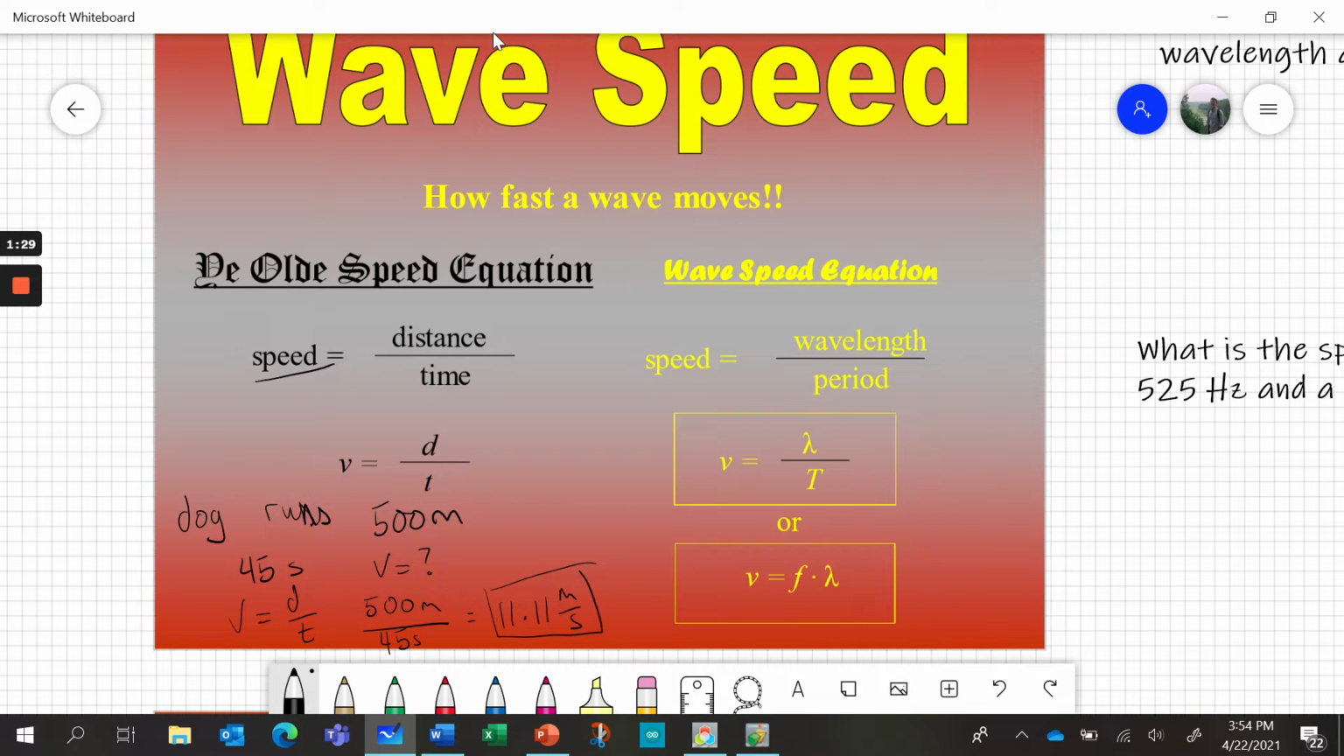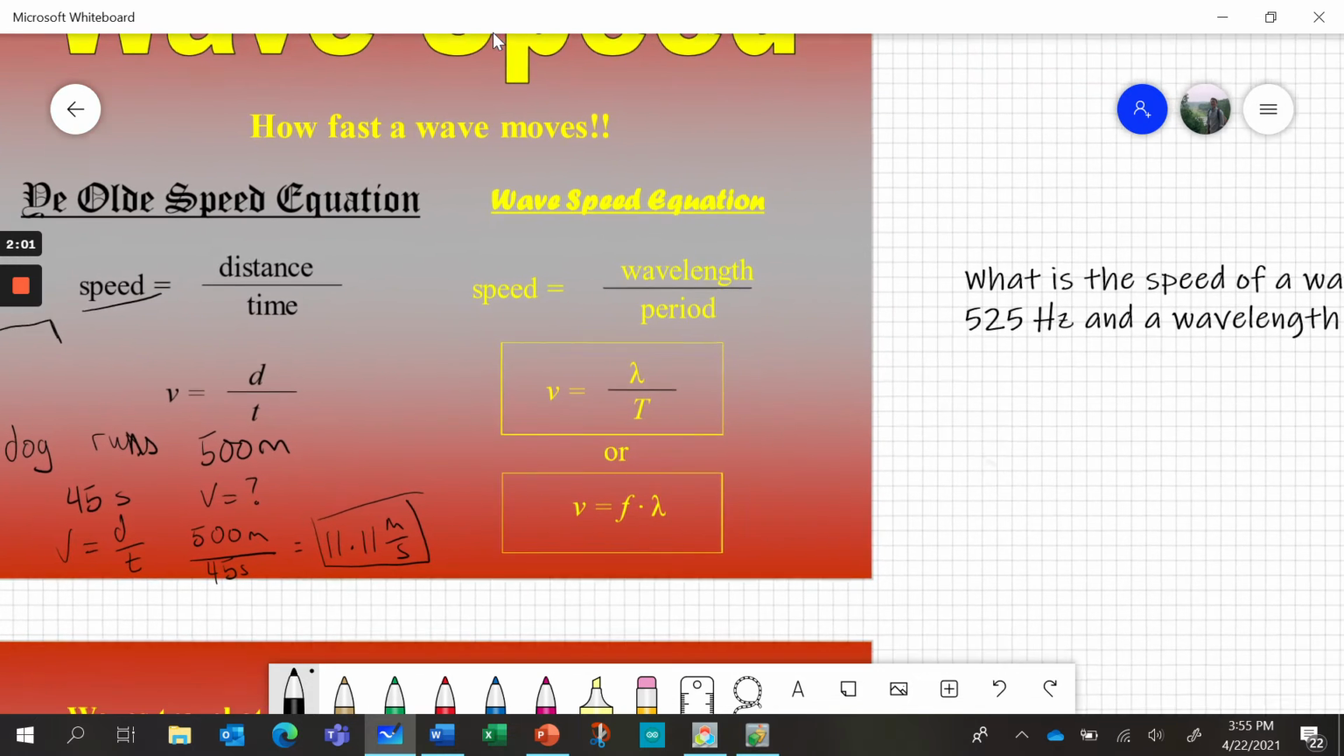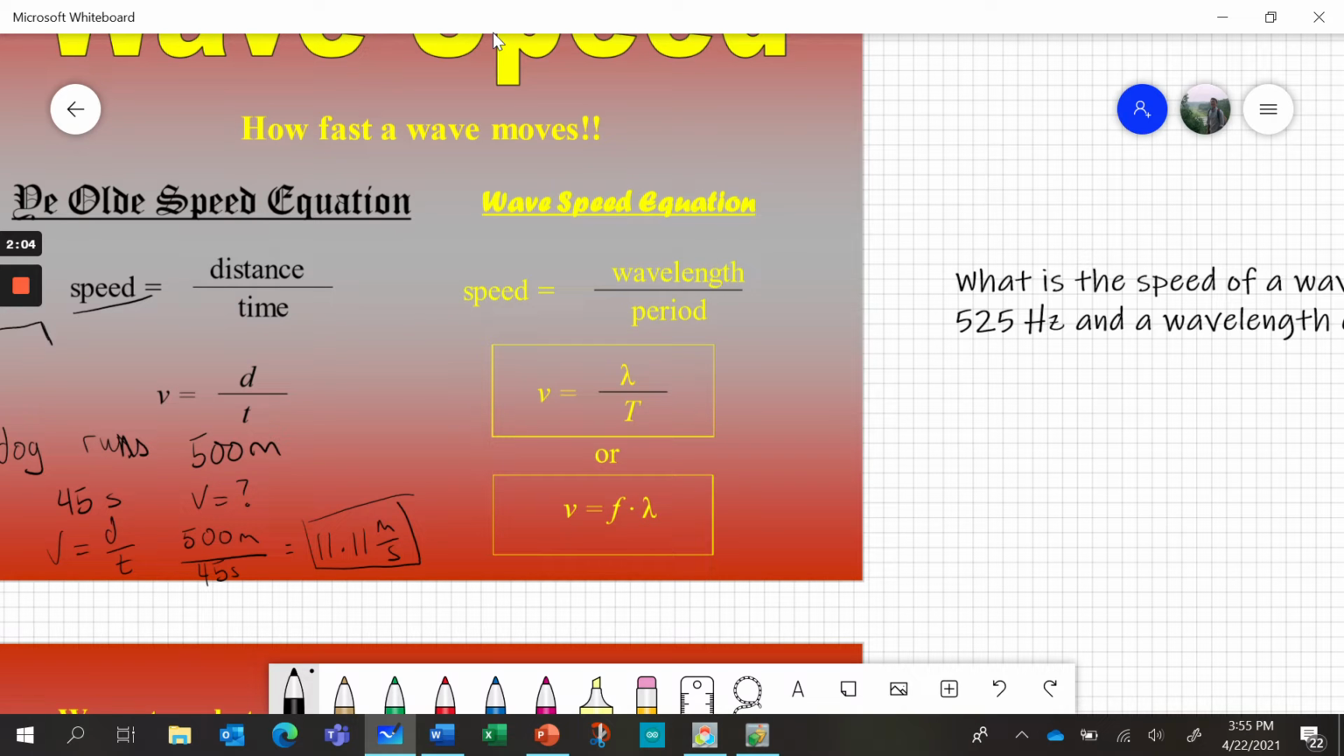So this equation still works, but waves are really fast, and to be more precise, to study waves, we can actually use the components of waves to calculate their speed. So instead of trying to set up a speed trap, like having a line on the ground and then a wall and then shooting a laser between those, it just wouldn't work because waves are so fast. So what we can do is use wavelength and period or wavelength and frequency.